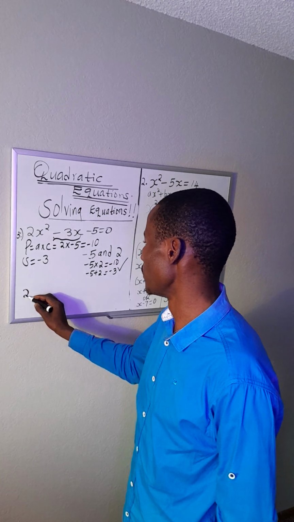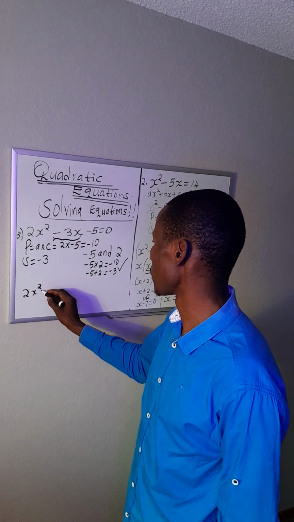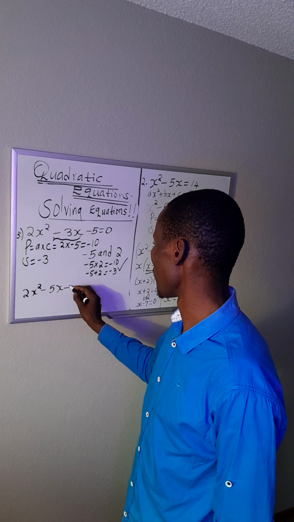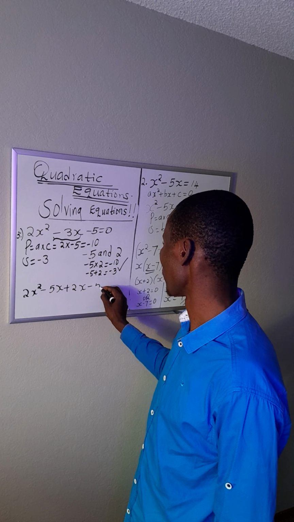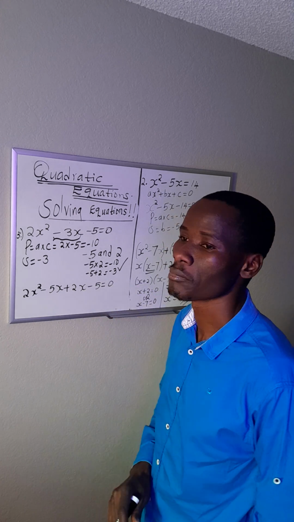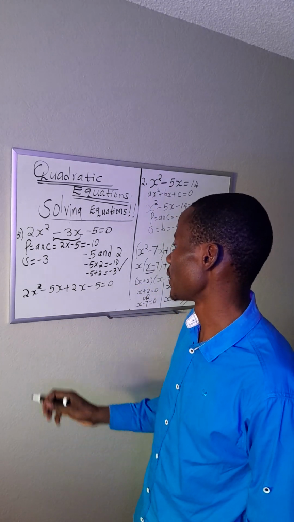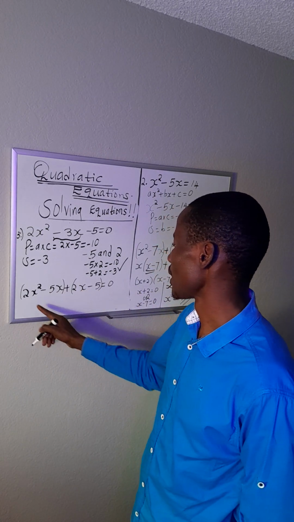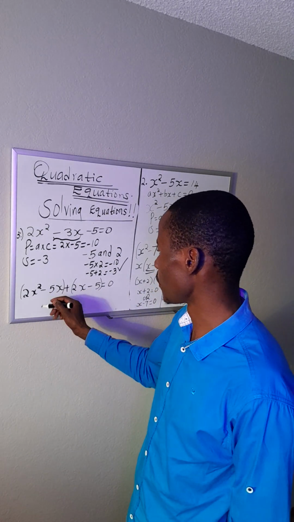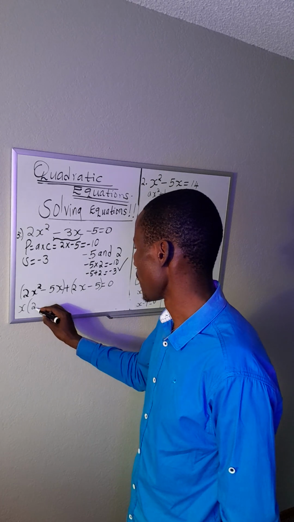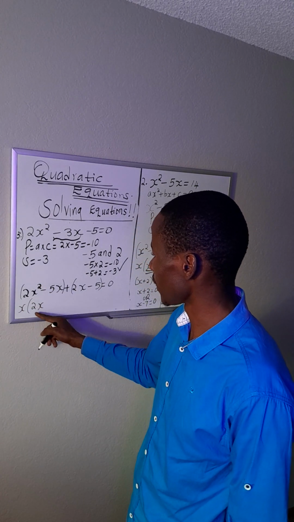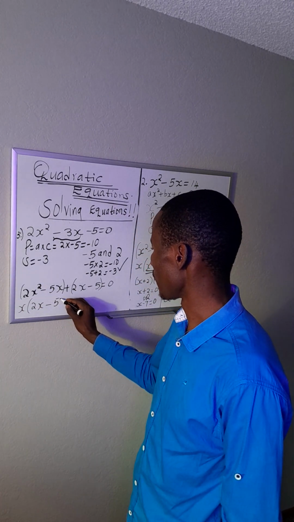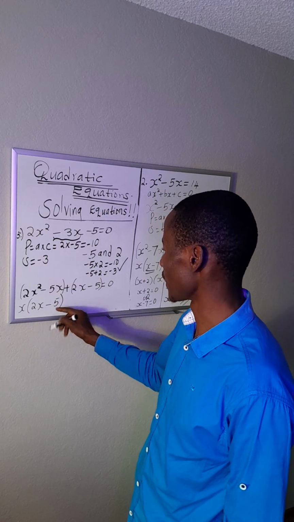Now, I'll use these two factors to expand the coefficient of x, to expand this bit. And therefore, now my new equation will look like 2x squared minus 5x plus 2x minus 5 is equal to 0. Now, here, we factorize the first two, we factorize the second two. What is common here? What is common here is x. X into 2x, x into 2x squared is 2x minus 5. X into 5x is 5.